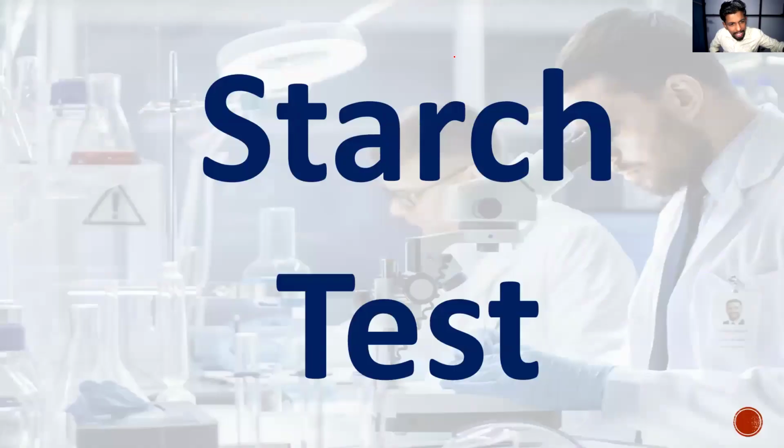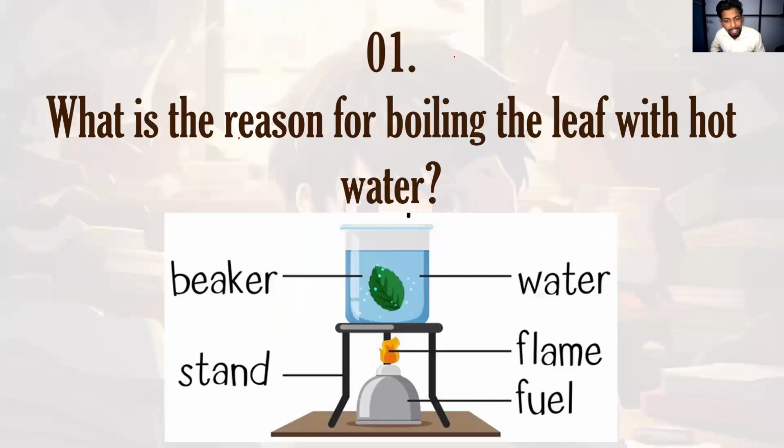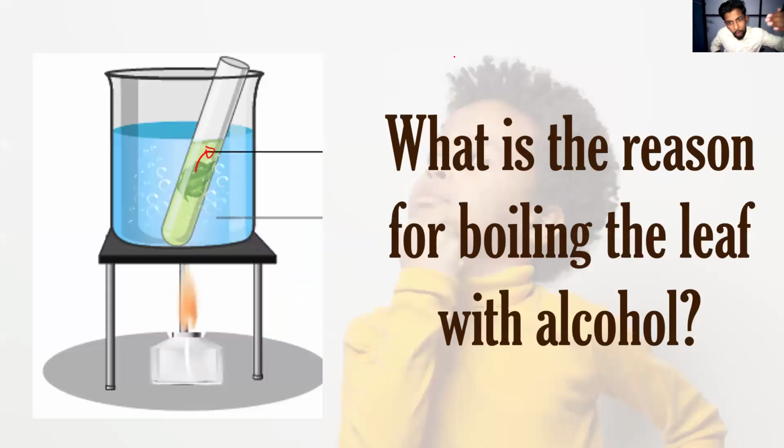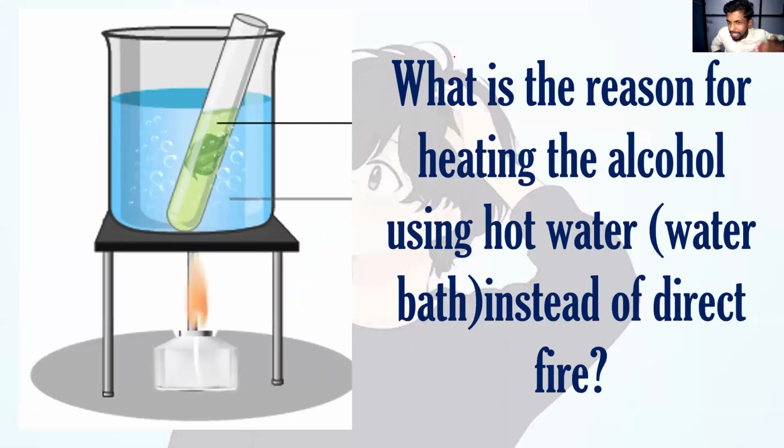So when I boil the leaf in the alcohol, automatically what will happen? All the chlorophyll will be removed, so we can easily observe the color change. And what is the reason for heating the test tube by using the hot water? Instead of heating the test tube directly using the flame, we are using hot water to heat the test tube, right? What could be the reason for that?